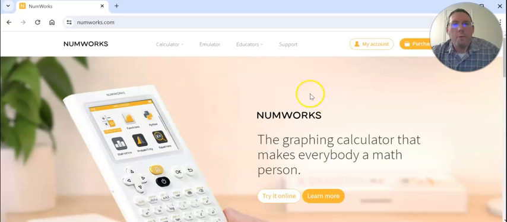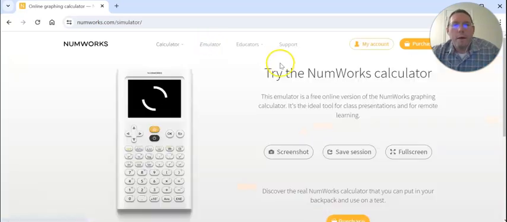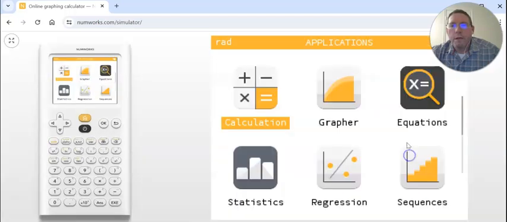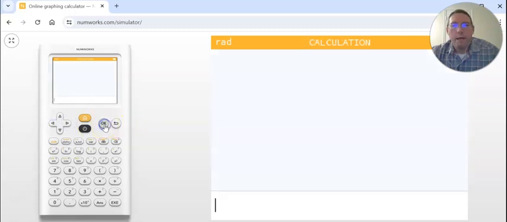Here we are at the Numworks website, and then we're going to go to emulator, and then go to full screen, and we're going to use calculation here. So we're going to make sure that we're highlighted on calculation, then hit OK, and here's where we're going to use the calculator. The idea goes like this. We're going to use this calculator to calculate out prime factorizations.